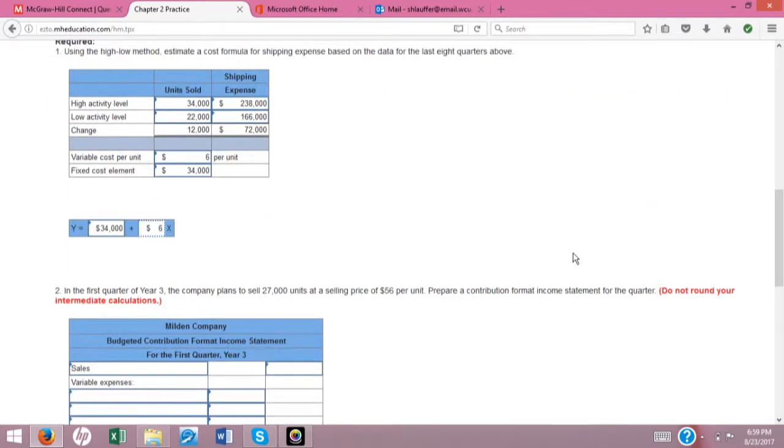So the first thing we're going to start is with sales, and it says the company plans to sell 27,000 units at a selling price of $56 a unit. So they're telling us what our sales are. $56 a selling price per unit times 27,000 units is $1,512,000.